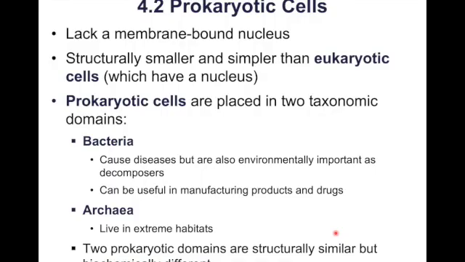So let's move on to prokaryotic cells. Again, these are our bacteria cells. Their defining characteristic is that they lack a membrane-bound nucleus. So they have no nucleus. The DNA is just kind of chilling out in there. Structurally, they're smaller and simpler than eukaryotic cells, which are the typical plant and animal cells. And we basically group them into 2 major domains.